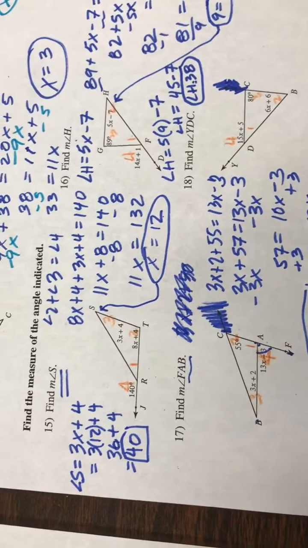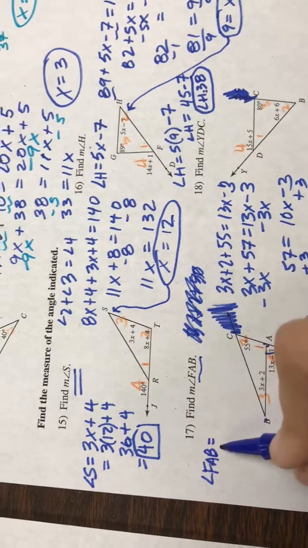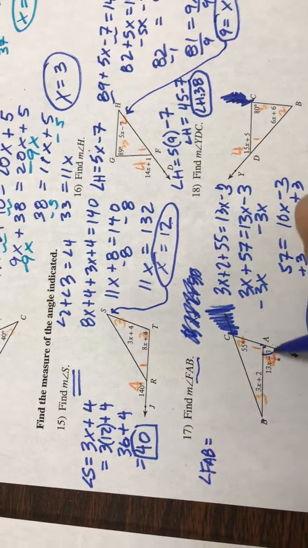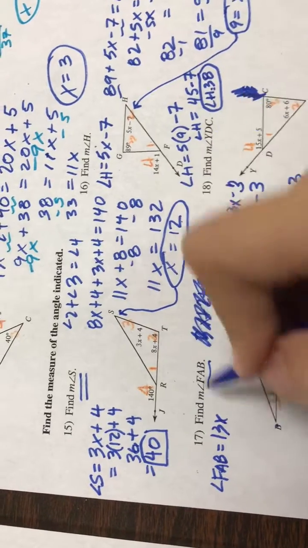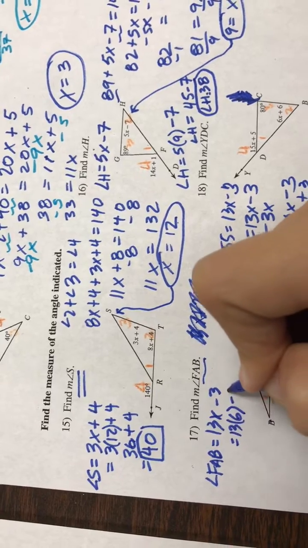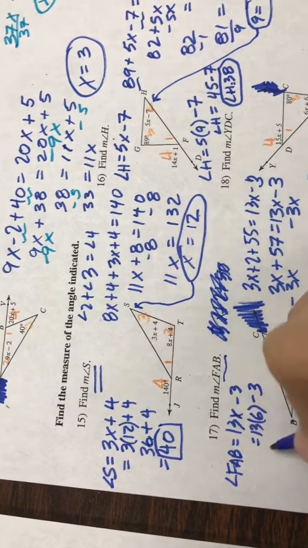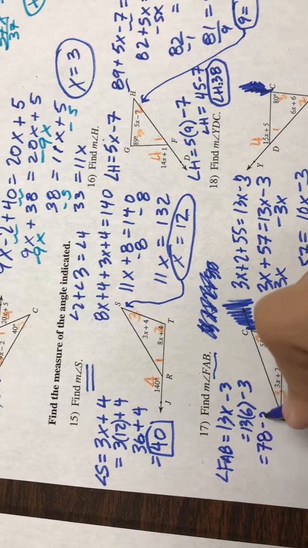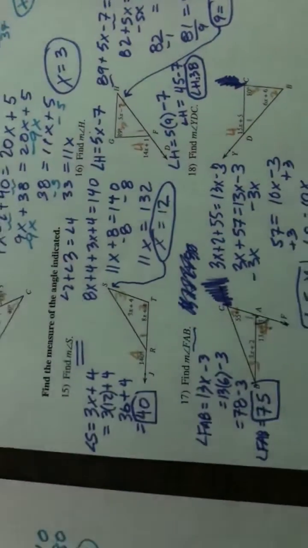They're actually asking for the exterior angle. Well, angle FAB, I had to use 3 letters because there's more angles, more stuff going on there. But that angle is 13x minus 3, and we know x is 6. So we substitute in the 6. 78 minus 3, so we get 75 is the measure of FAB. Final answer.